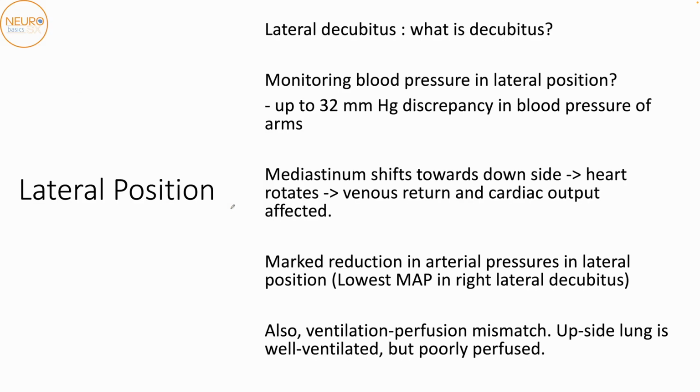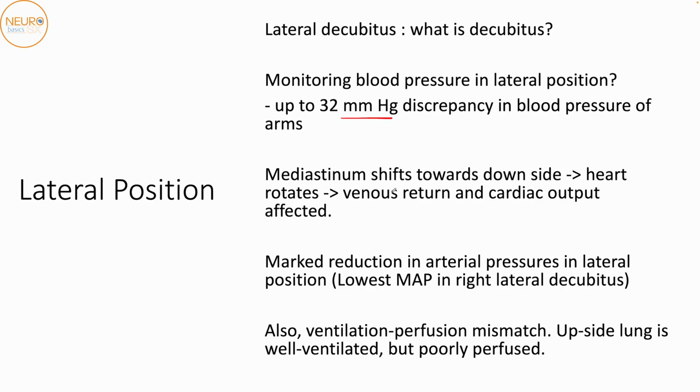Now the lateral position is also known as the lateral decubitus position. Now what does decubitus actually mean? The side which is down is known as the decubitus side. For a right lateral position would be that the right side is down. Right. So in lateral position, a problem which can usually arise is that between both the arms there can be a significant discrepancy in measurement of blood pressure, even up to 32 millimeters of mercury.